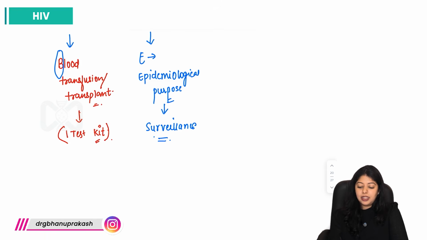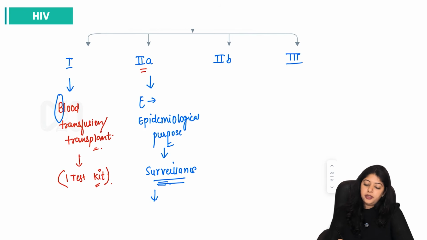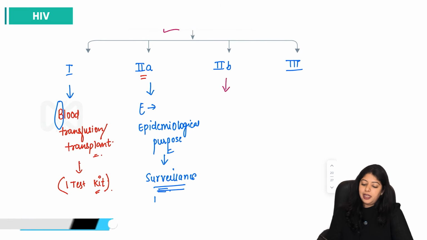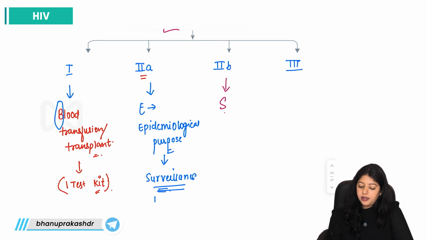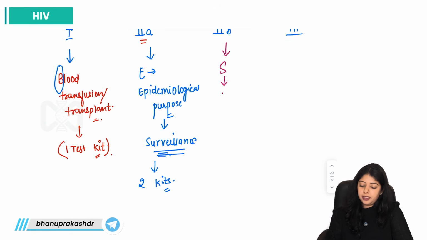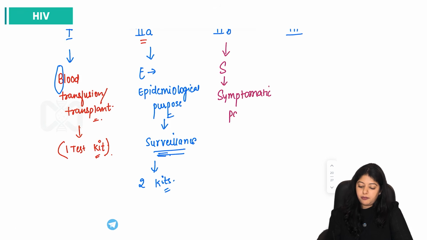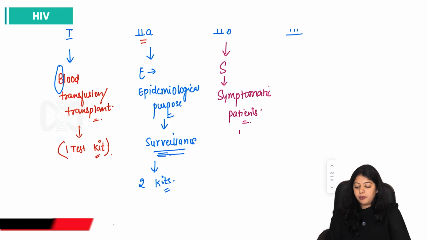So second kit is for surveillance purpose, second test, second strategy. So we'll be using 2 kits here. Then the third strategy is for screening of symptomatic patients. It is done for symptomatic patients. And in this test format, we will be using 3 kits.